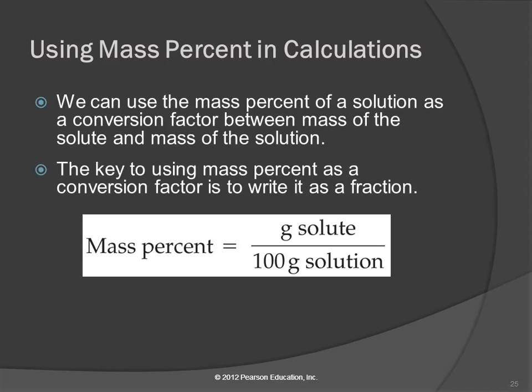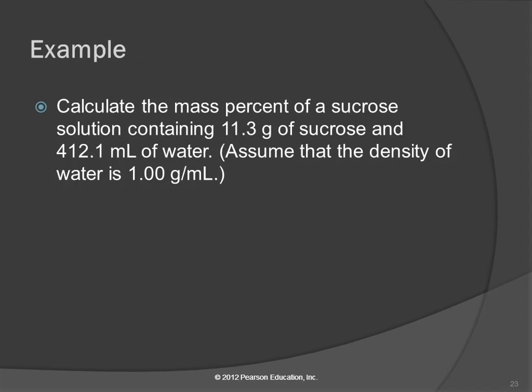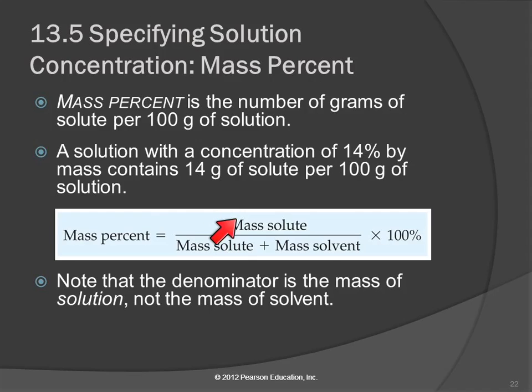So we need to know how to calculate mass percentages, but we also need to know how to use them as a conversion factor. Remember that mass percent is equal to mass, or grams per 100 grams. When we're calculating the mass percent, it's generally easier to do it this way: the mass of the solute divided by the mass of the solution times 100.